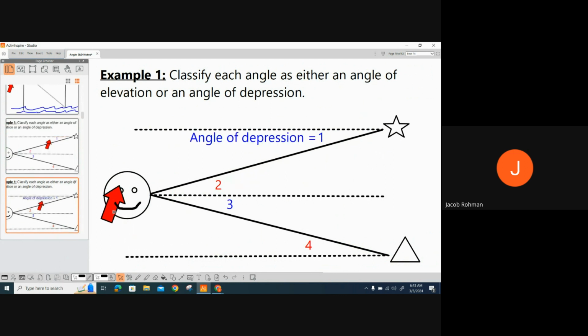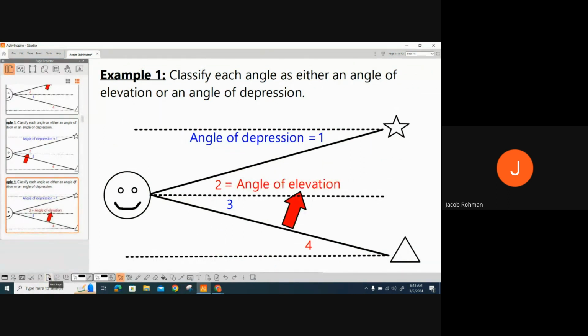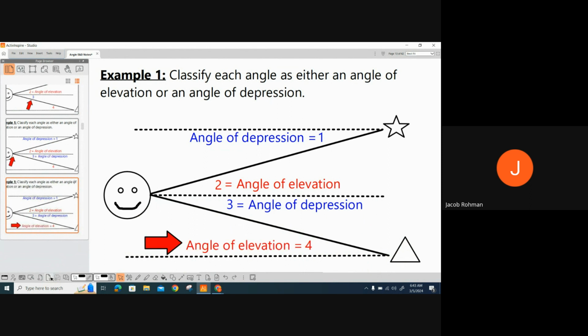Then if we were at this person and we were looking up to the star from the horizon here, this is the dotted line here for this person, this angle 2, we're looking upward, so that's going to be an angle of elevation. And then again, from the person here, if we're looking at the triangle, the dotted line in the middle is the horizon, so we're looking downward for angle 3, that's going to be an angle of depression. And then at the triangle, if we're taking that perspective, here's the horizon, the bottom dotted line. Angle 4, looking up to the person, is going to be an angle of elevation.